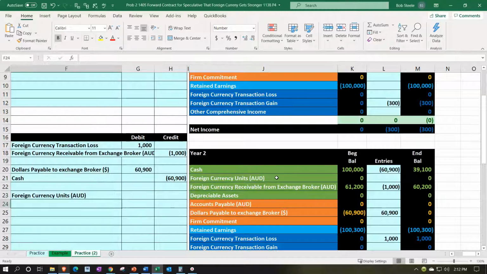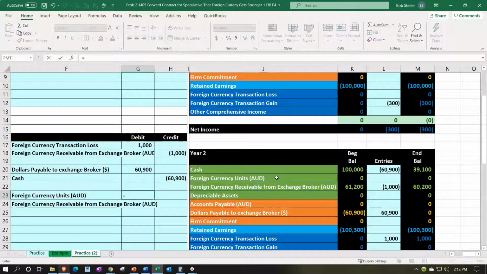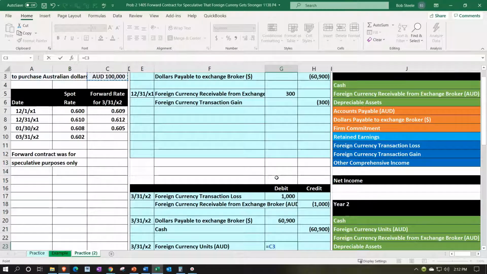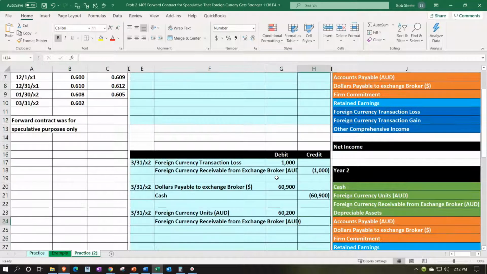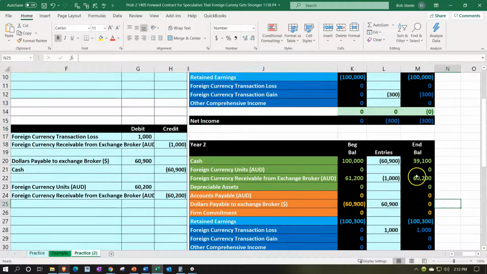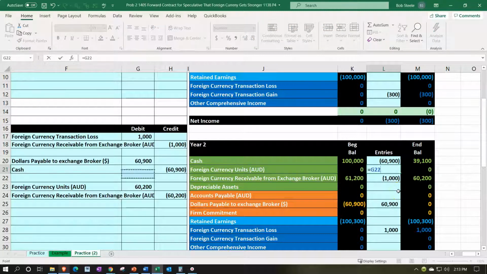And then the other side is the receivable going down. Let's do the calculation again: it's going to be equal to the 100,000 times the current spot rate, which is 60,200 now. That's the total, and of course that matches what's in the receivable that we just valued to that number. So if I record this, the foreign currency units are going to go up for 60,200.